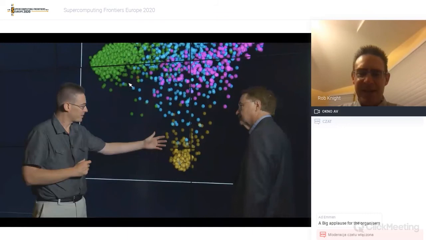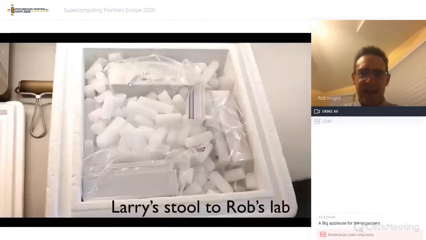Larry said in this conversation, "You know, Rob, I have a very interesting microbiome myself because I am an IBD patient, and how do I get myself onto this kind of microbiome map?" And so shortly after that conversation, this box appeared in my lab with Larry's stool samples in it.